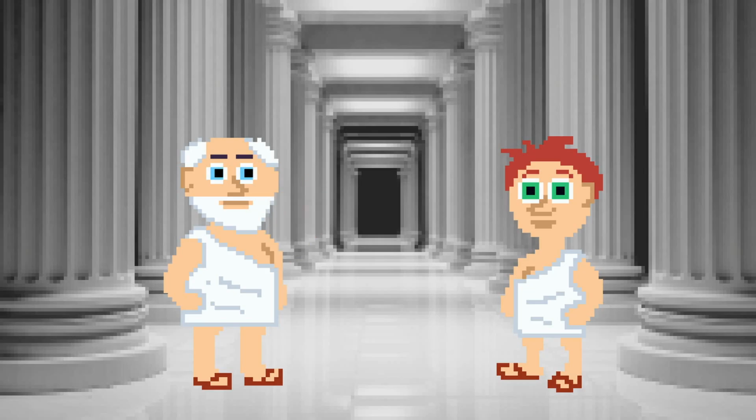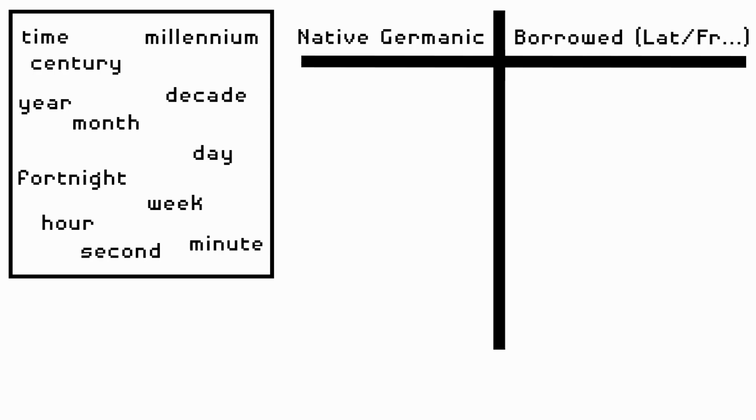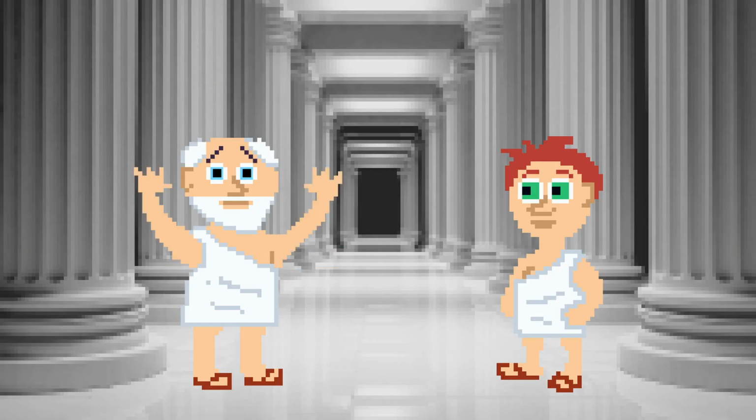See if you can figure out which ones are native English words, that is, they're Germanic in origin, and which ones came into the language through Latin or French. Go ahead, make a little chart. Pause the video if you need to. Got it? Great. Let's start with time itself.